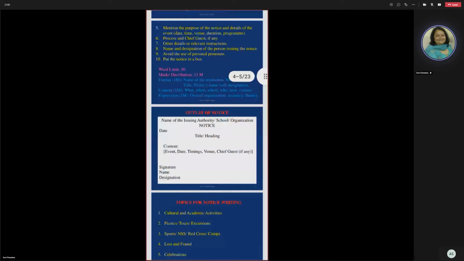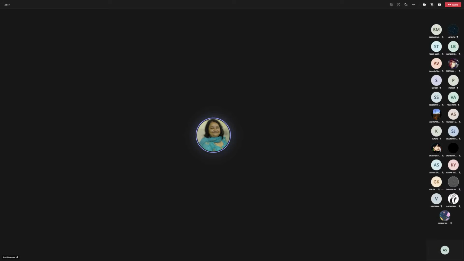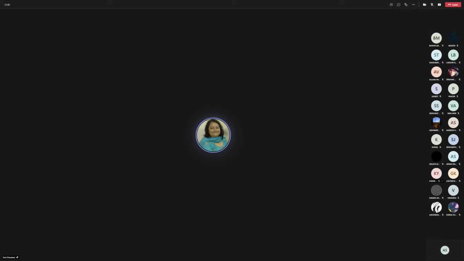Now, I hope notice writing is very clear to you. First one, name of the organization. The second one, notice in bold letters. Third, you will remember that the content would include day, date, time, and venue, which is most important. Then the signature first, and then the designation. A box is important, which also carries a mark. And of course, like I said, don't use personal pronouns in writing. These are very important. I hope you all get it very clearly. Any questions that you have?